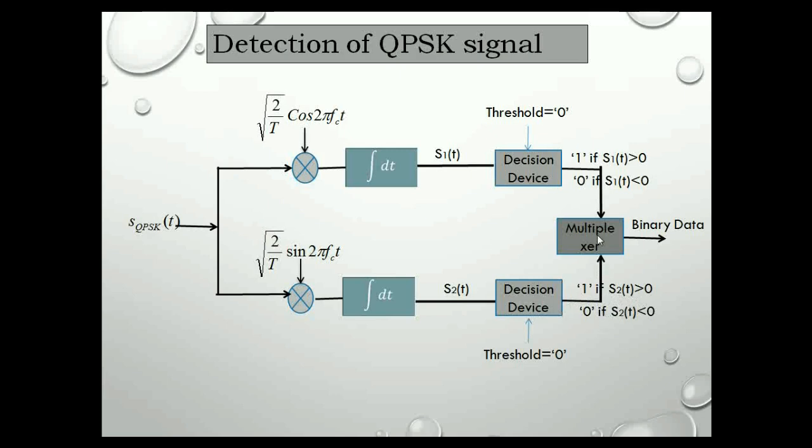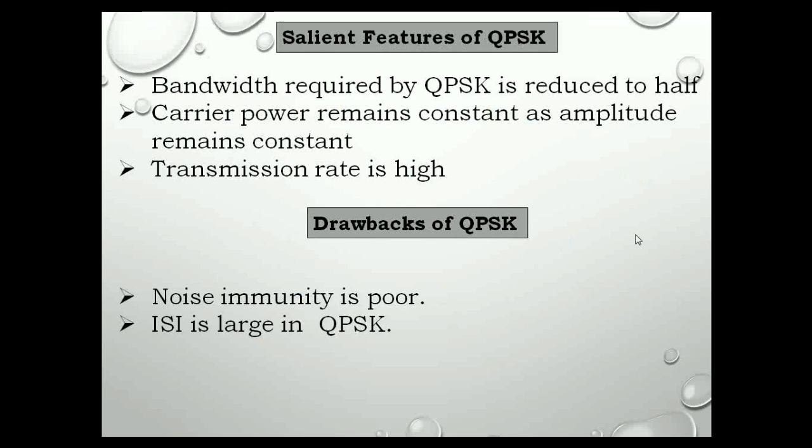And this is applied to the multiplexer to get back the original binary data that we transmitted. So it has various advantages: the bandwidth required by QPSK is reduced to half, the carrier power remains constant as amplitude remains constant, and the transmission rate is high. Whereas the drawbacks of QPSK are that noise immunity is poor and ISI is large.